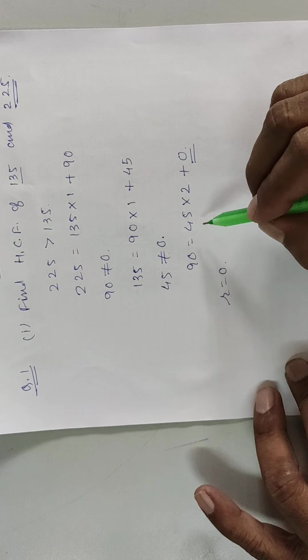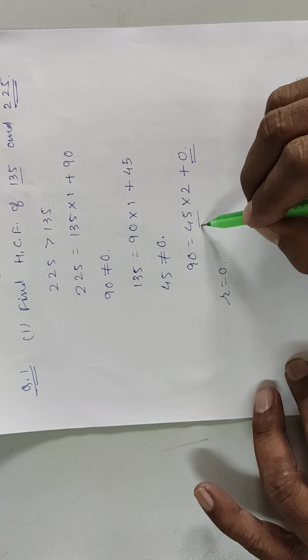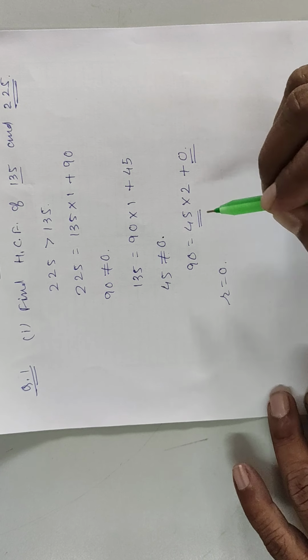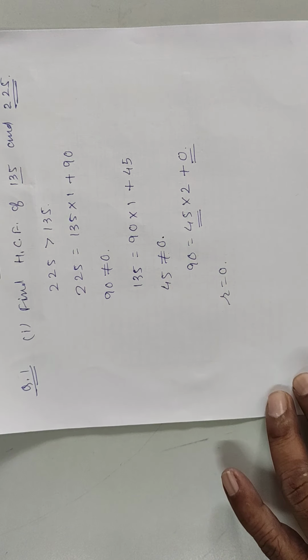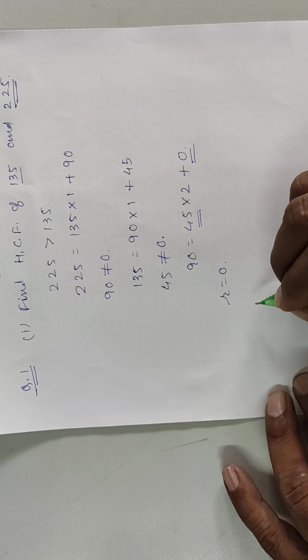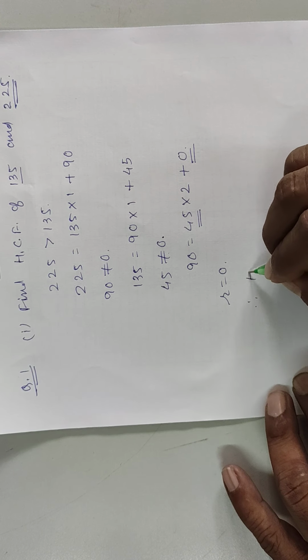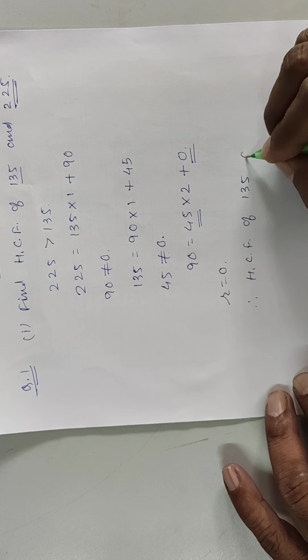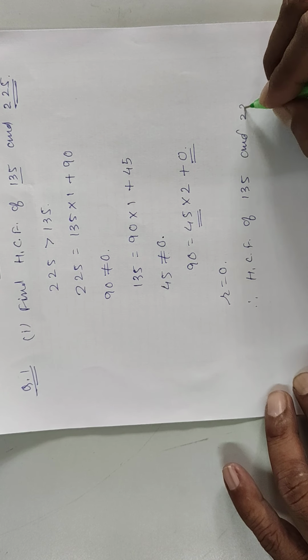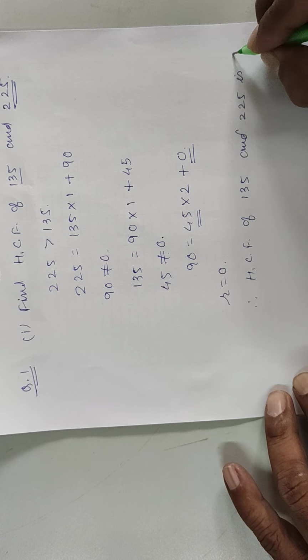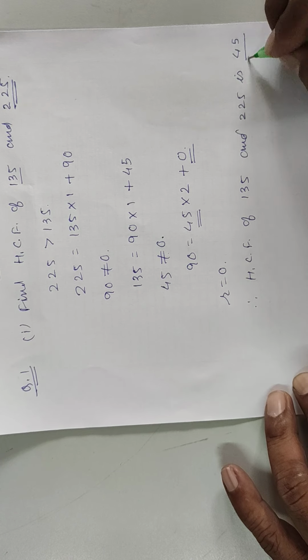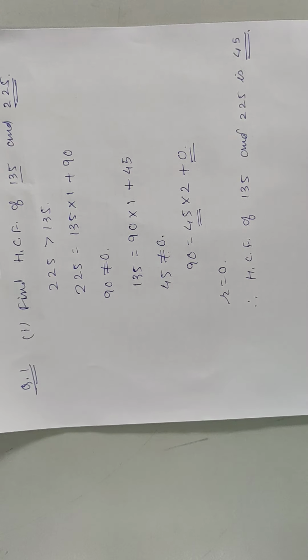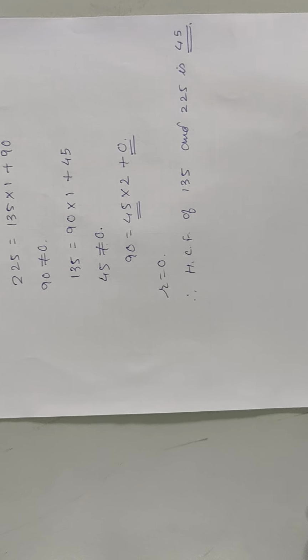The divisor at the last step is 45. Therefore the highest common factor of 135 and 225 is 45. Therefore HCF of 135 and 225 is 45. Right.